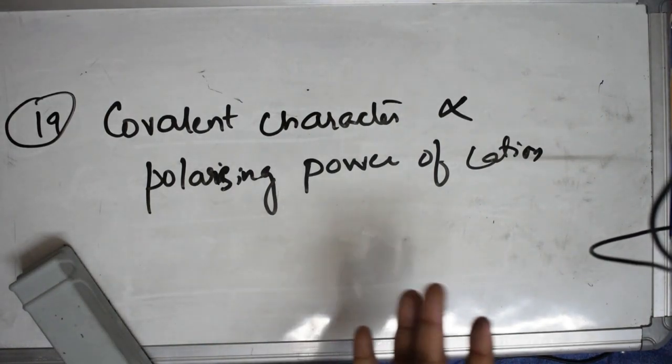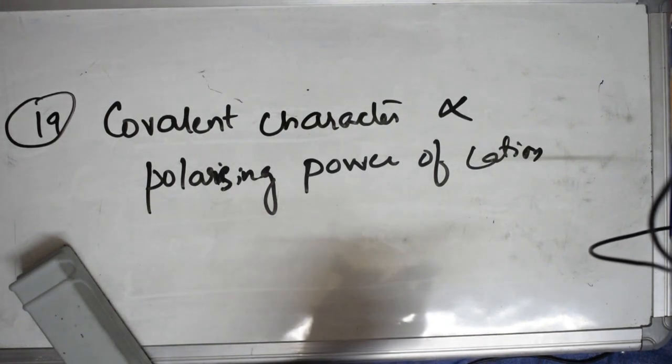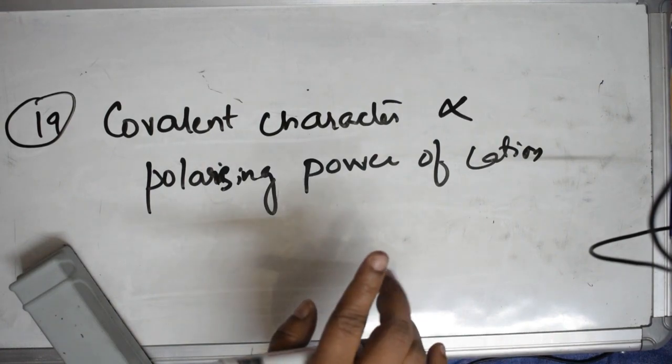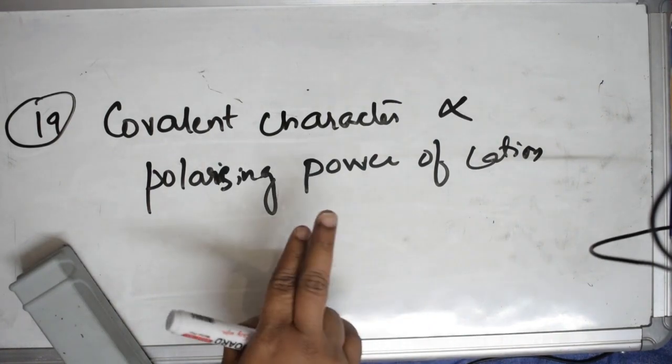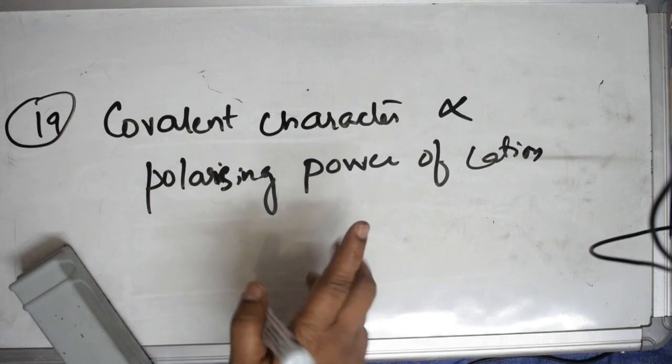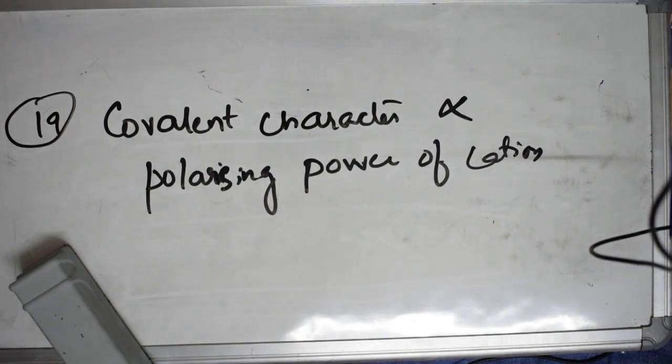If they ask you which has more polarizing power, polarizing power of cation and ionic character are inversely related. Covalent character and polarizing power are directly related. This is clear, students? Right.